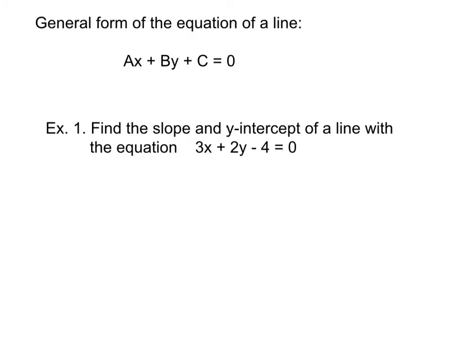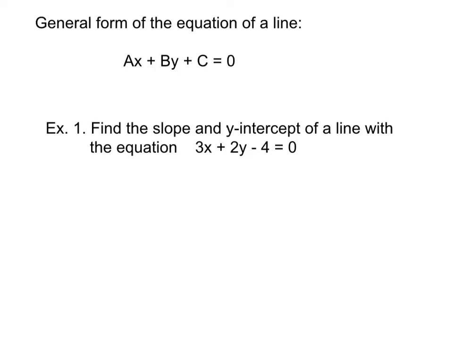Alright, so the general form of the equation of the line is this equation here. Ax plus By plus C equals 0. So we've got everything on one side equal to 0. We can't have A and B both being 0, and A, B, and C are just real numbers. So if we look at the first example, we want to find the slope and the y-intercept of a line with the equation 3x plus 2y minus 4 equals 0.